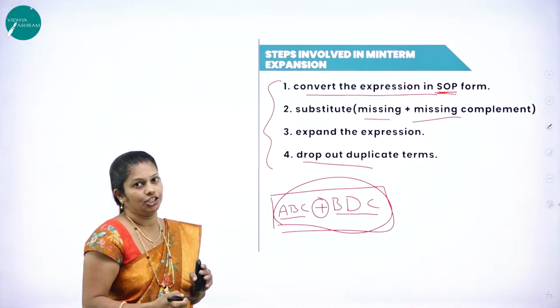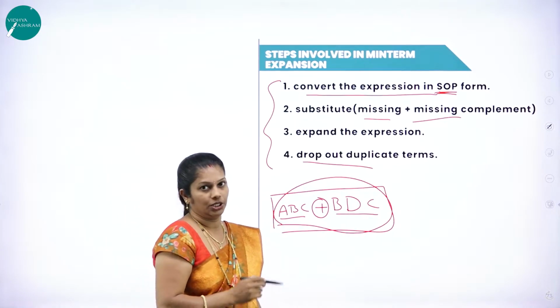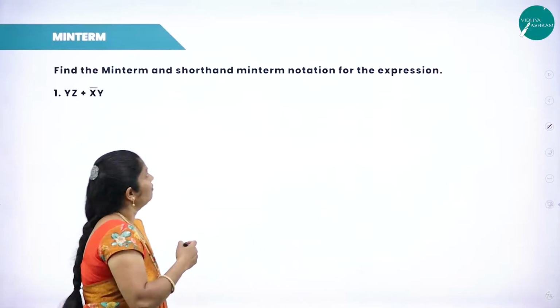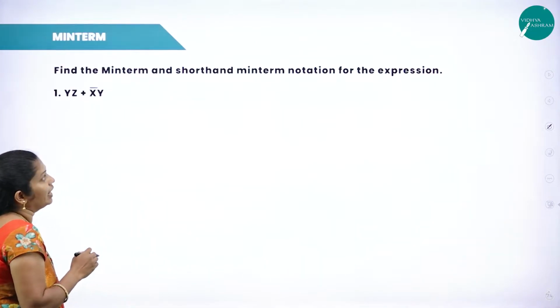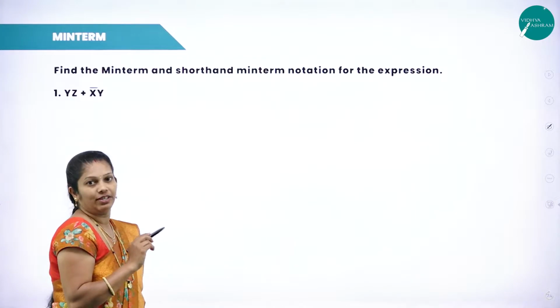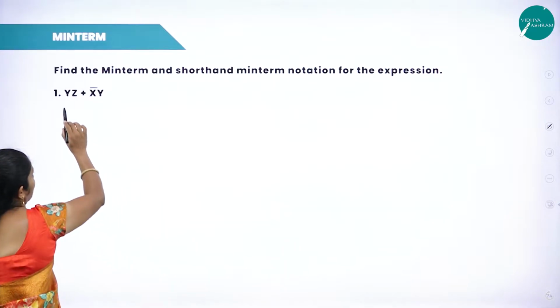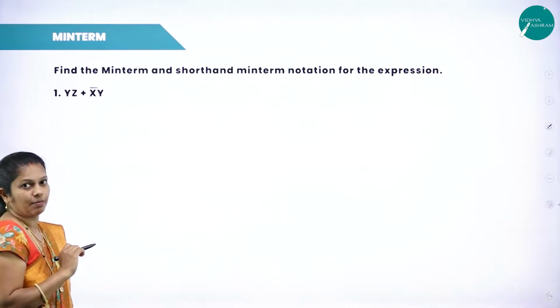Then find the designation to get the shorthand notation. Now we'll explain one by one. For example, find the min term and shorthand notation for the given expression. Consider the given expression yz plus x bar y.